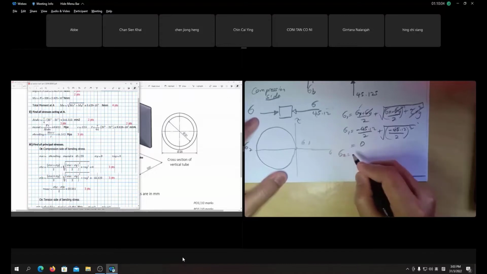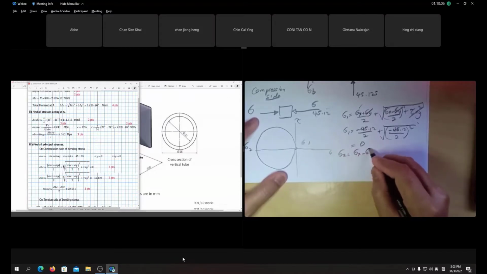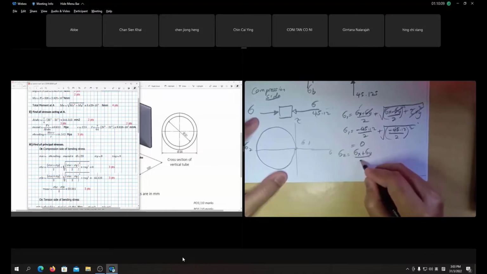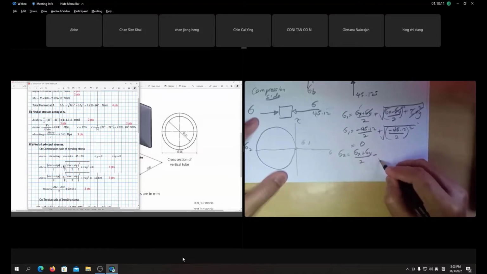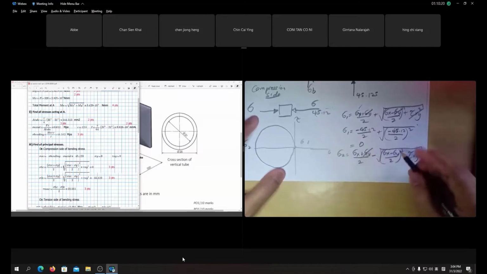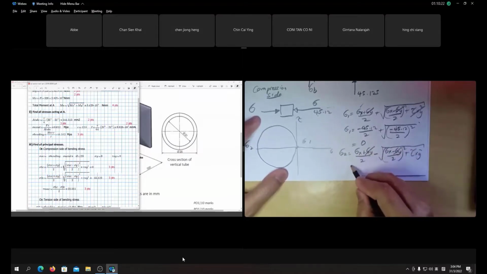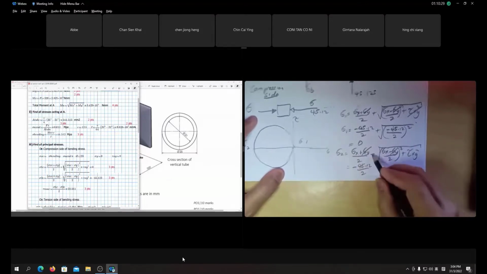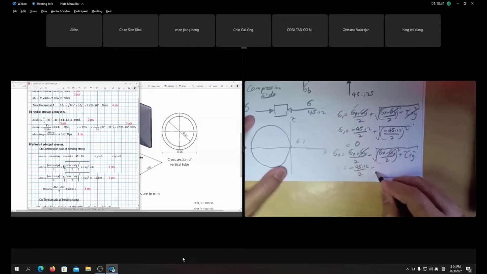Sigma 2 is sigma x minus, sigma plus sigma y over 2, minus this one is minus, right? Minus sigma x minus sigma y over 2 squared plus tau xy squared. So in this case sigma y is 0, and be careful with sigma x. This is negative, right? 45.12 over 2, and this one is negative. So the negative with the minus, it becomes double. So this one is negative 45.